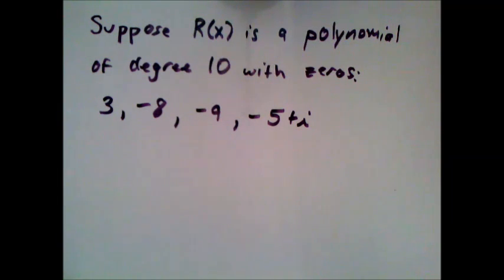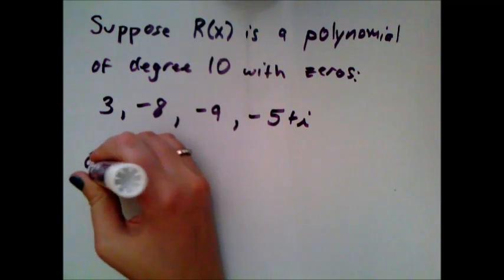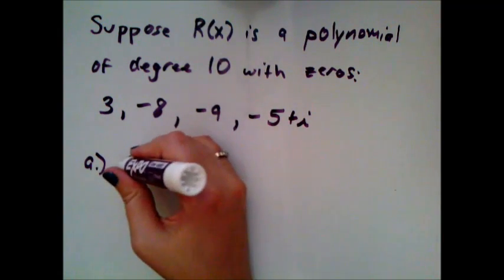Alright, here we're going to use what we know about zeros, factors, the degree of a polynomial, and especially the fact that imaginary zeros come in pairs to try to answer some questions about this scenario. So the first thing they say, part A, find another zero of r of x, so of this polynomial.